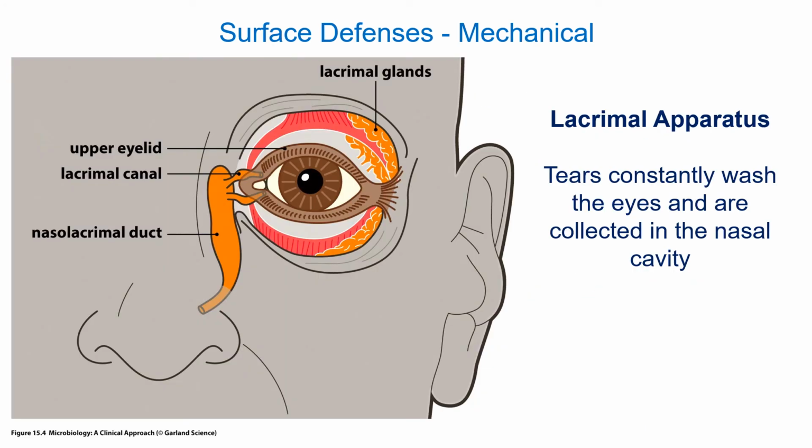Another mechanical defense is your lacrimal apparatus. If you take a look here on the left, you can see we've got these glands, and these glands are producing lots of fluid, which is basically tears. And in this case here, it's flushing your eye. It actually gets drained out through your sinuses, out the back of your nose.